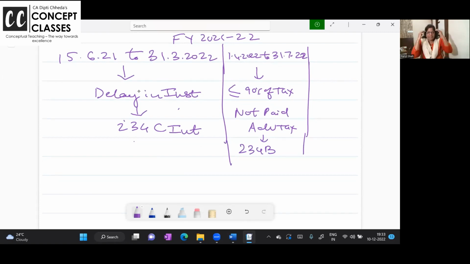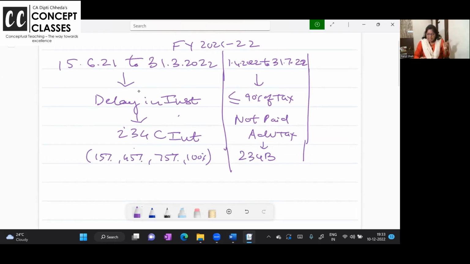ABC, I have told you, but the mindset should be super clear. And these kind of questions should not only be solved correct in exam, but with a very good speed. So write down 234C interest for default in installment. If you want, you can write here 15%, 45%, 75%, and 100%. This you must write, compulsory, so that you learn it. April to July, it's 234B.